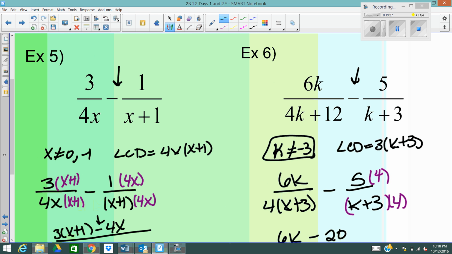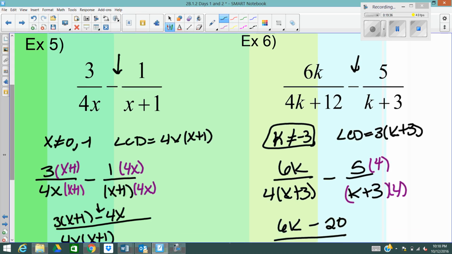Example 6. So this one, we actually have to do that second step of factoring the denominator. So when we take that denominator, 4k plus 12, and factor out my GCF, I'm left with 4 times the quantity k plus 3. And we see now both denominators have that factor k plus 3. The denominator on the left is just 4 times that quantity. So my LCD is going to be 4 times the quantity k plus 3.